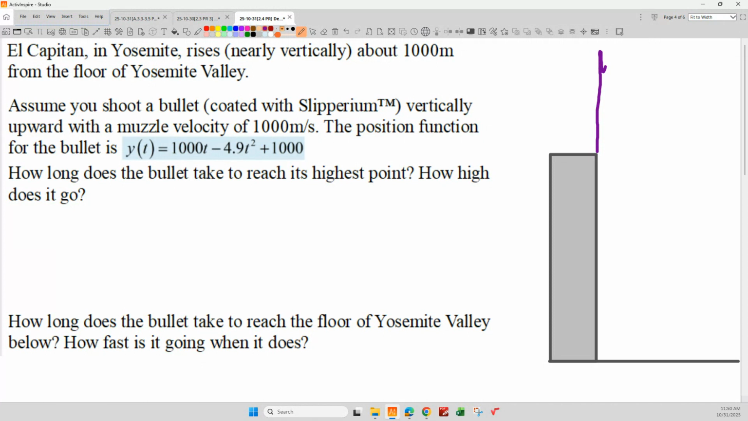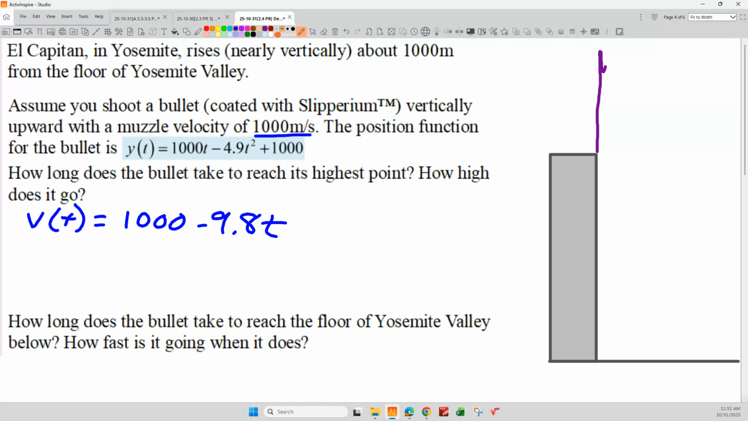If this is the position function, what's the velocity function? Yeah. The derivative of position, which is what? 1,000 minus 9.8 t. Okay, good. Makes sense. So initially at t equals 0, what does that predict the velocity is? V of 0. Yeah, and we knew that, didn't we? It's 1,000. Okay. So it starts off positive.